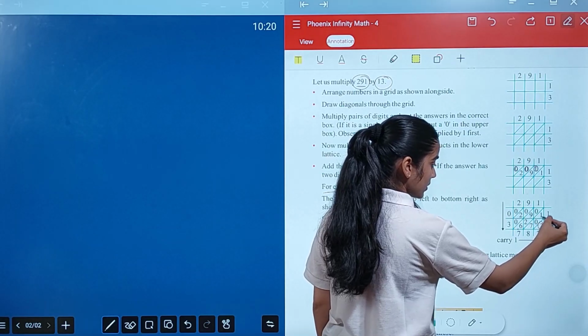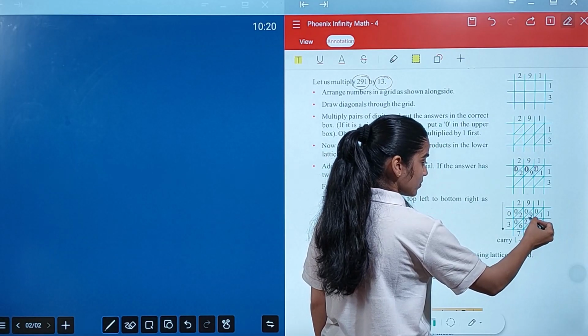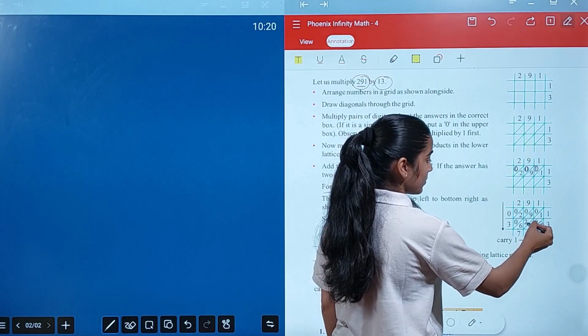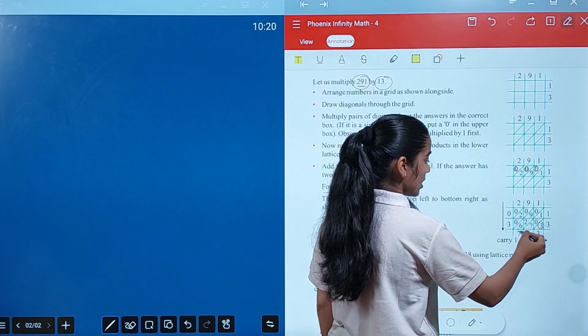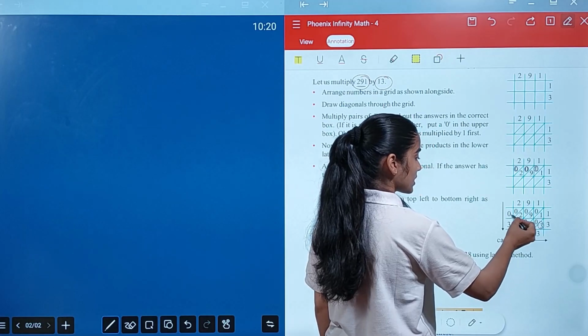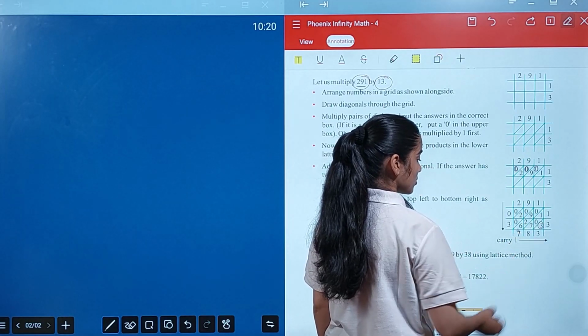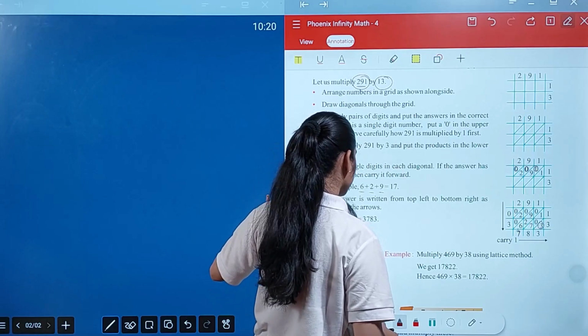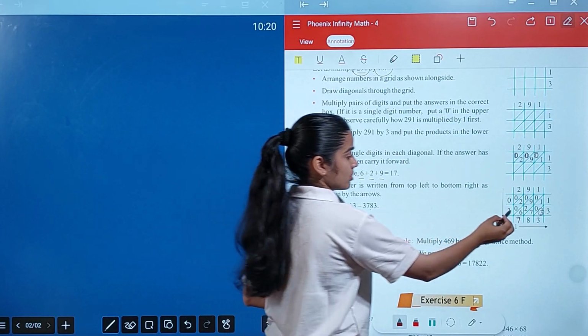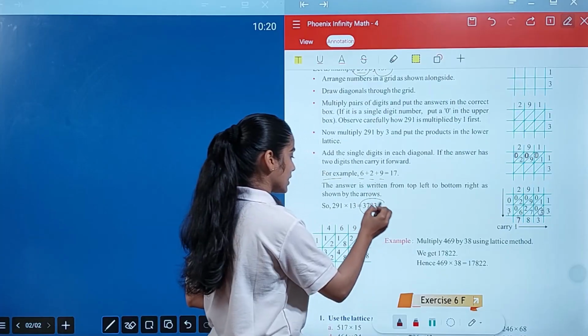Now 7 plus 1 is 8. Now 6 plus 2 plus 9 is 8 plus 9, which is 17. So 7 would be there and 1 shifted to the next diagonal. 2 plus 1 is 3. So what is your answer here after this? 3783. This is your final answer.